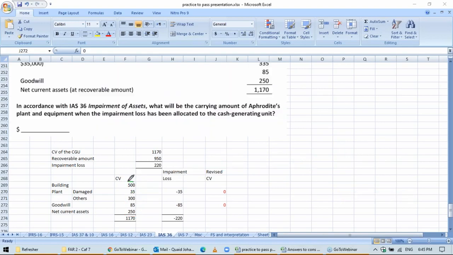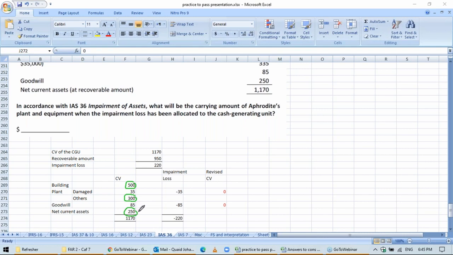You have the building, you have the others, and you have this 250. Now, once the asset is gone, the plant is gone, once the goodwill is gone, 3 items are left. Now I have to allocate the loss proportionately. The item having the higher carrying value will get more loss, and the item having the lower carrying value will get lesser loss, right? So it is allocated according to the carrying values of the assets.